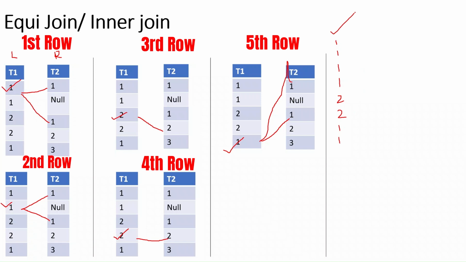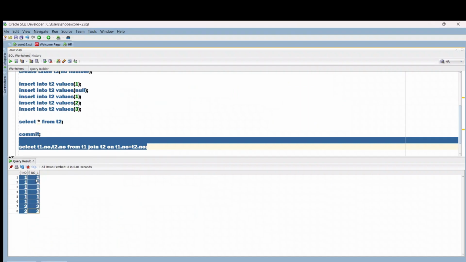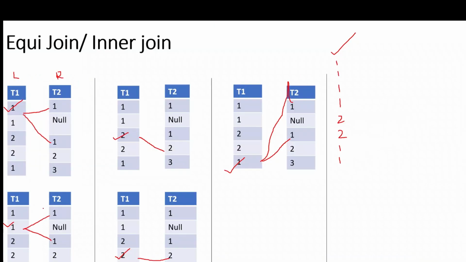Like that the inner join worked. Now see here we get the result. 1 is presented 2 times, then 3, 4, 5, 6 times, and 2 is presented 2 times. Now see here, 1 is presented 4 times, then 2 is presented 2 times, then 1 is presented 2 times. Like that the inner join is working.